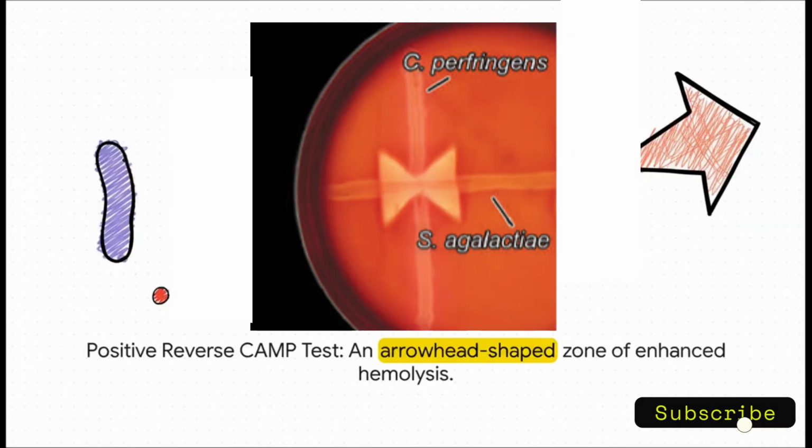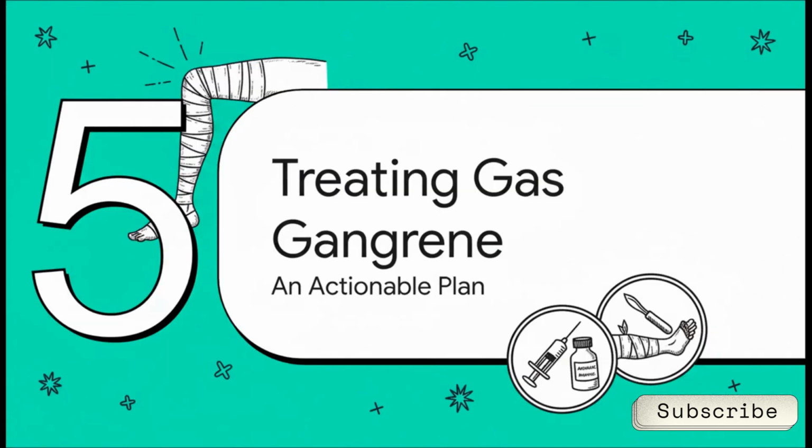And this is what you're looking for, a perfect, beautiful arrowhead-shaped zone of super strong hemolysis. And notice how it points right at the C. perfringens streak. This synergistic clearing is a positive reverse CAMP test, and it's another huge piece of evidence pointing to C. perfringens.